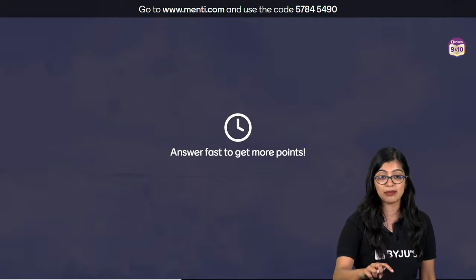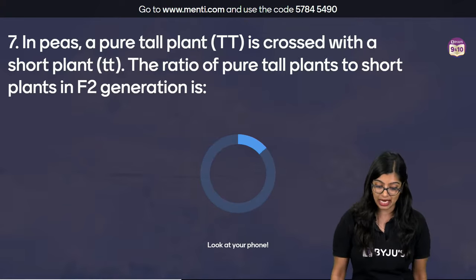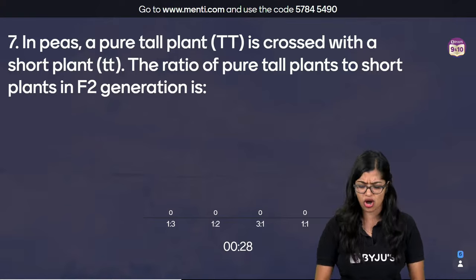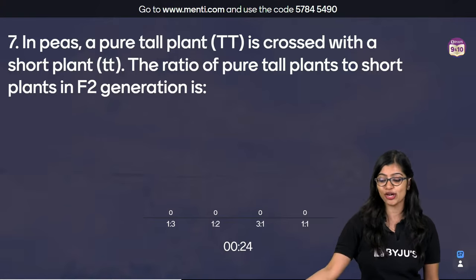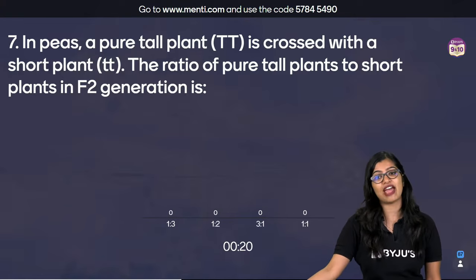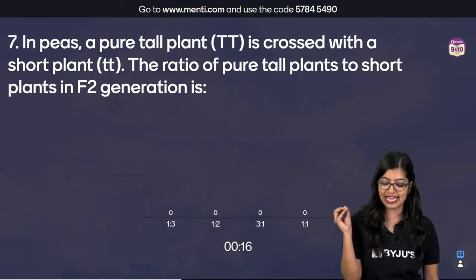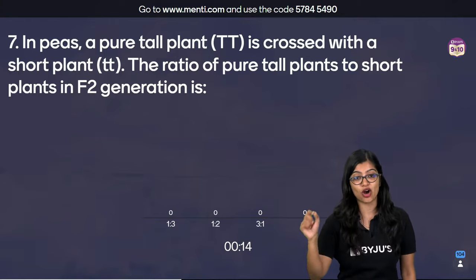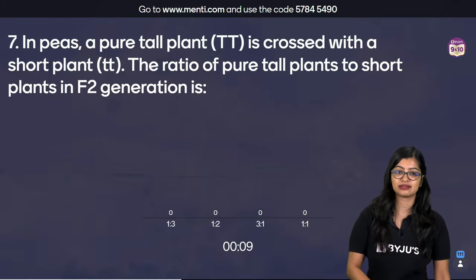Question number 7, everybody, will be there on your screens now. In a pea plant, a pure tall plant is crossed with a pure short plant. What is the ratio of pure tall to pure short in F2? This is very simple. Don't overcomplicate the question. Very easy. Pure tall, pure short. I am stressing on these words.